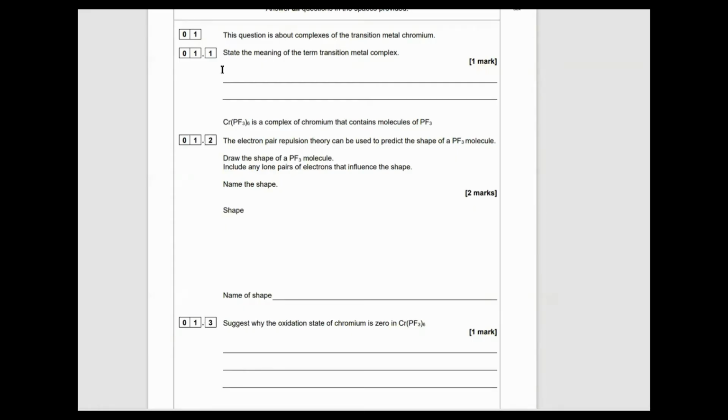So here we've got to think, what is a transition metal? Essentially it's a metal atom or ion. That means you can say either one in your definition, surrounded by ligands. Ligands, of course, are species that can donate a pair of electrons to a central metal atom, like a transition metal. Okay, let's look at question 1.2.